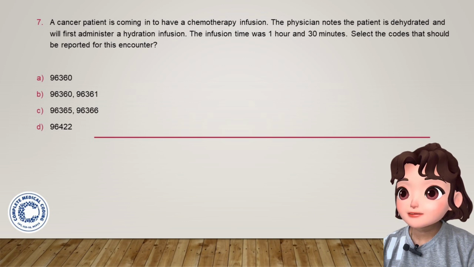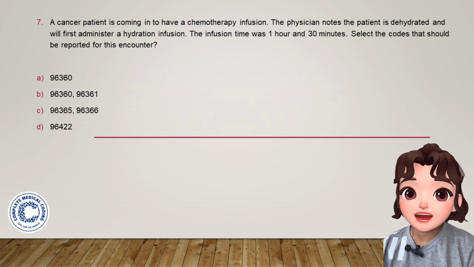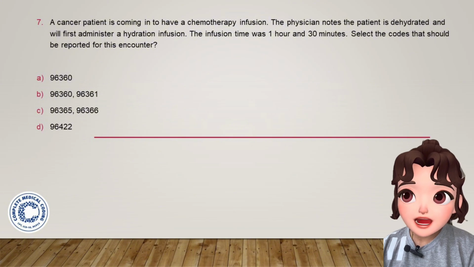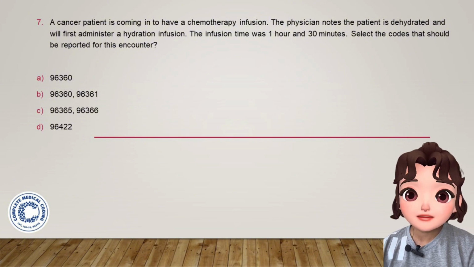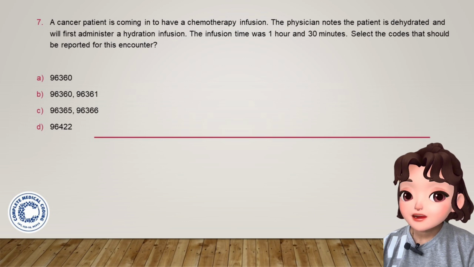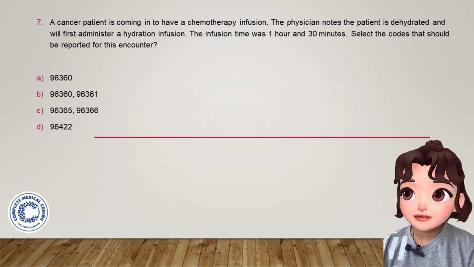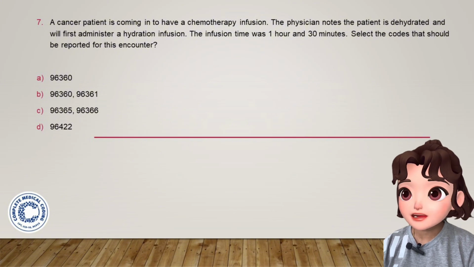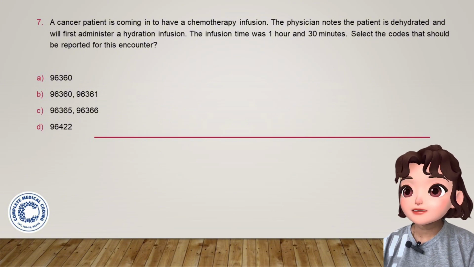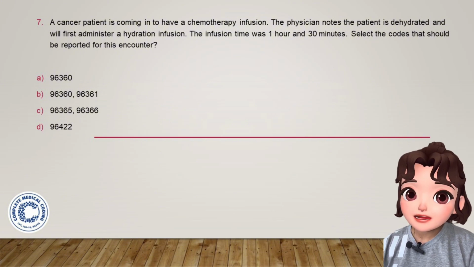So here the patient has come for chemotherapy infusion, but since the patient is dehydrated, the chemotherapy procedure is not done. Instead, the hydration infusion procedure is being done. So we have to code only for the hydration, right? See, the question is simple. If you understand the question carefully, it's very simple. So what is the infusion time? 1 hour and 30 minutes.